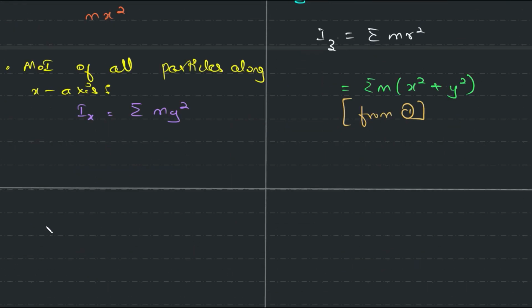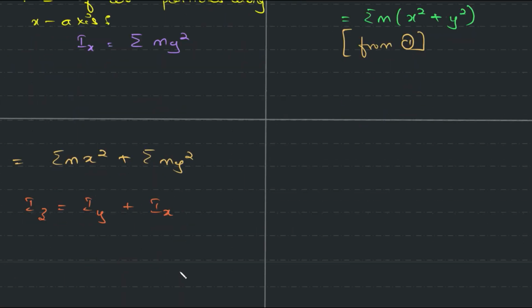And now if I just use our distributive property, I have summation of mx square plus summation of my square, and your moment of inertia along the z-axis is along the x-axis plus, oh sorry, this is y-axis and this is along the x-axis. And that's what the theorem is trying to tell. If I can figure out the moment of inertia about two axes, all I have to do is just add them up and I'll get the moment of inertia of the third axis.